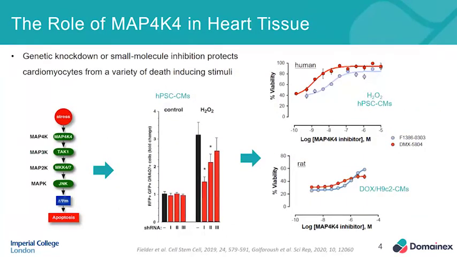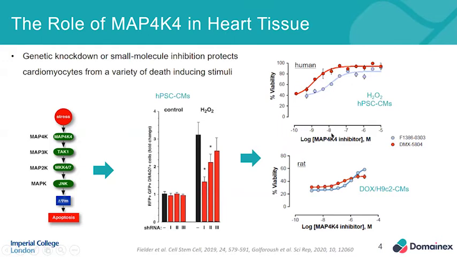This slide is just summarizing some of the published work from Michael's team in conjunction with ourselves, showing that if you knock down MAP4K4 with either genetic inhibition or inhibit it with small molecules, you're able to protect cardiomyocytes from a variety of death-inducing stimuli. In this middle panel, we're showing in the black bars that if you treat human pluripotent stem cells with hydrogen peroxide, you get an increase in cell death, and this can be prevented by shRNA targeting MAP4K4.